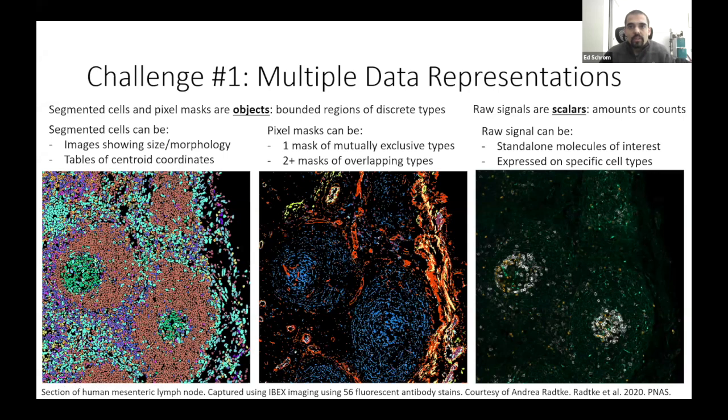Other molecules defy segmentation and are better off represented as pixel masks of irregularly shaped, but still discretely categorized objects. And still other molecules are interpreted as continuous expression levels. These latter scalars can be interpreted alone or according to which cell types are expressing them. So ideally, a spatial analysis tool could include all of these representations in a single analysis.